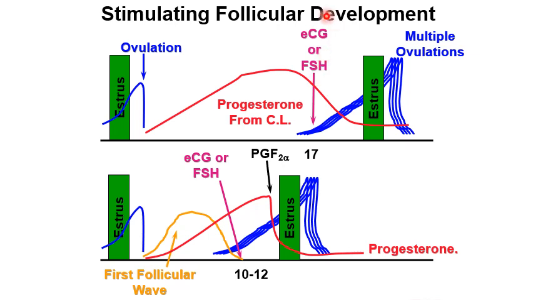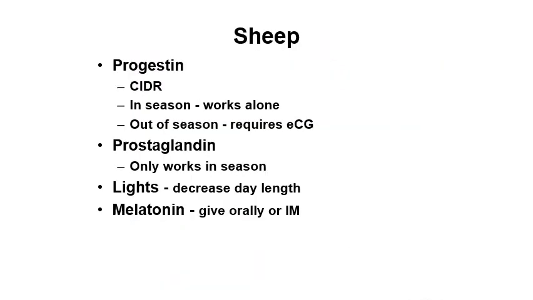So the ECG here has a primary FSH-like activity, and what FSH will do is that it will induce ovulation. For sheep, for estrous synchronization, we can use primarily progestin, particularly the cedar. So we can use the cedar in season. The cedar is effective when the sheep is in season.